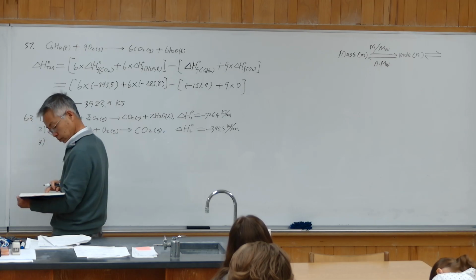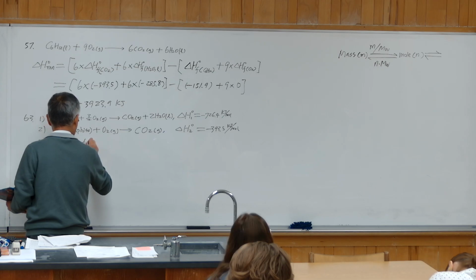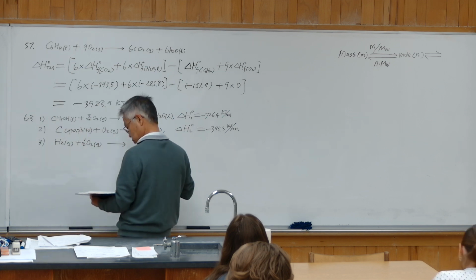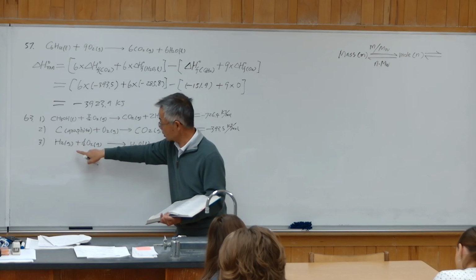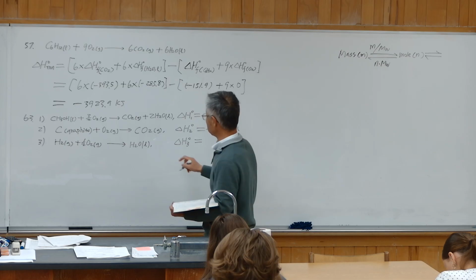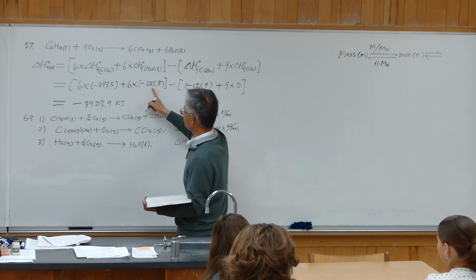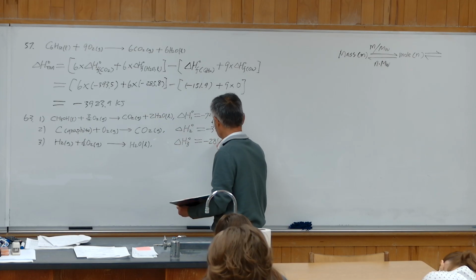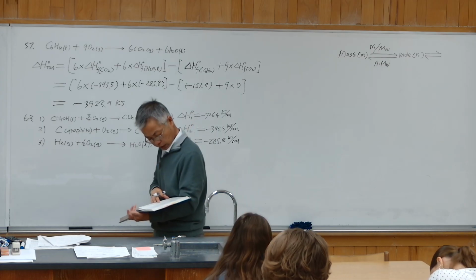Reaction 3 is hydrogen gas reacting with oxygen gas to produce liquid water. So this synthesizes liquid water from its elements, and this reaction's enthalpy change is the standard enthalpy of formation for liquid water, negative 285.8. So these three reaction enthalpies are known values.